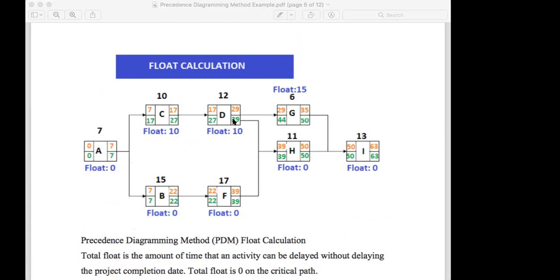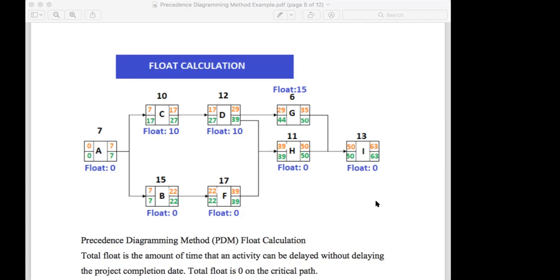What is the float here? 39 minus 20 or 27 minus 17 is 10. What is the float here? 44 minus 29 or 50 minus 35 is 15. What is the float here? 39 minus 39, 0, 50 minus 50, 0. Here 50 minus 50, 0, 60 minus 60, 0.